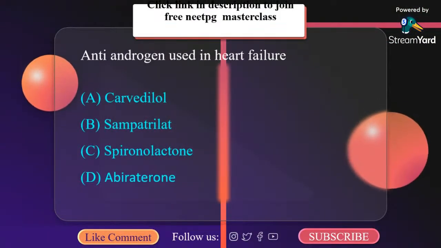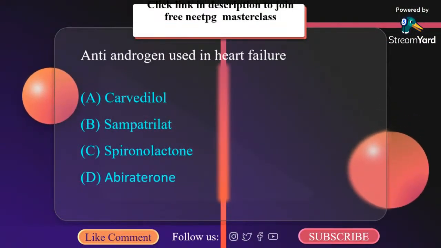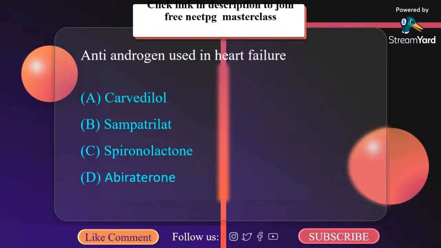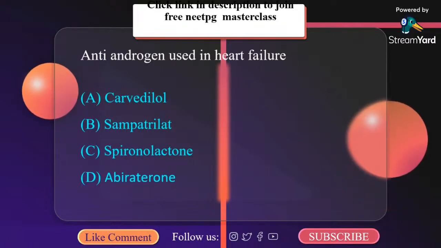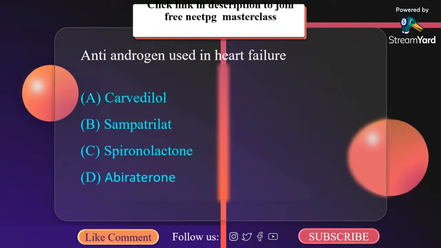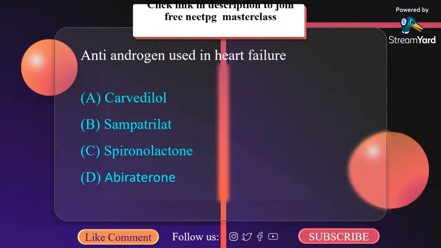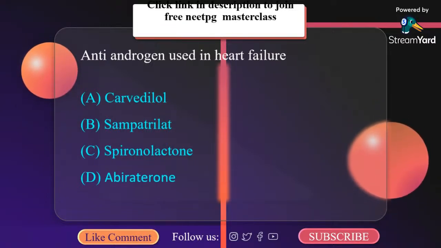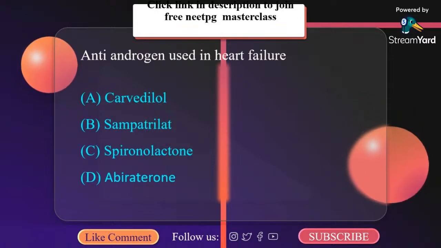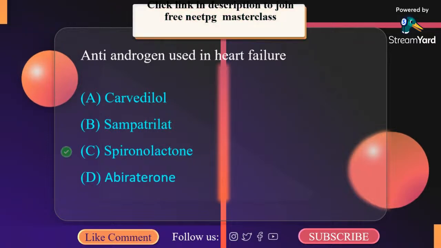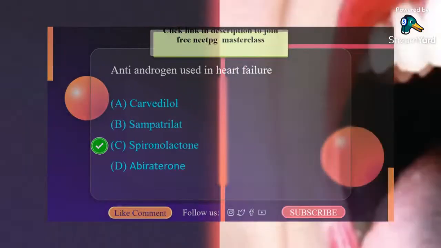Antiandrogen used in heart failure: carvedilol, B. Eplerenone, spironolactone, abiraterone. The correct answer here is C, spironolactone. Spironolactone and eplerenone are aldosterone antagonists. They are used as potassium-sparing diuretics. Their diuretic effect is quite feeble, but in congestive heart failure, these drugs reduce the mortality. So the correct answer here is spironolactone.